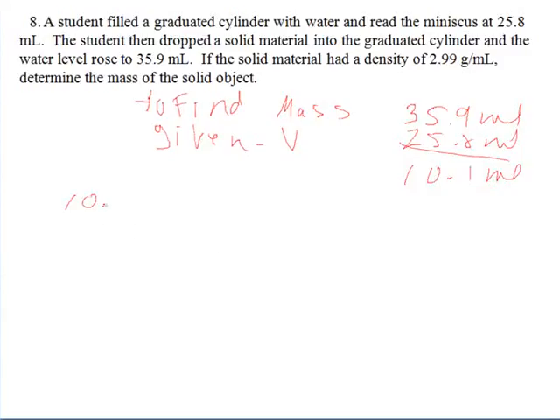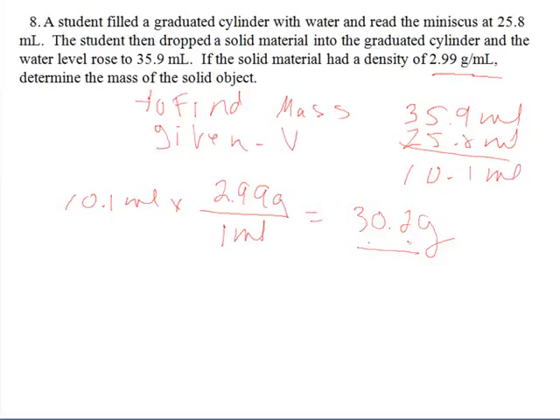So if I have 10.1 milliliters of this object, and I know that the density is 2.99 grams per milliliter, what I know is 1 milliliter is 2.99 grams. Okay, and if I multiply that out, I'm going to end up with 30.2 grams as the mass of the object.